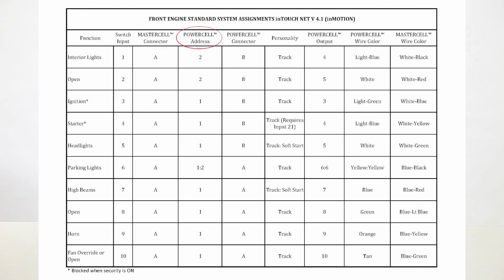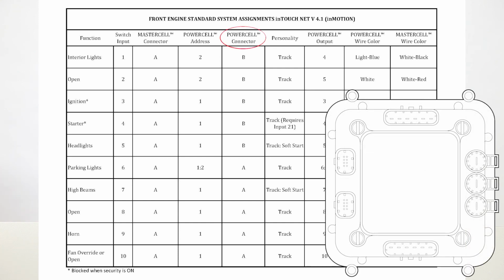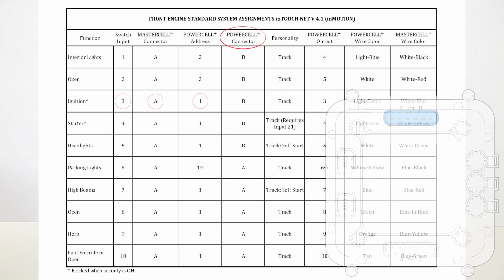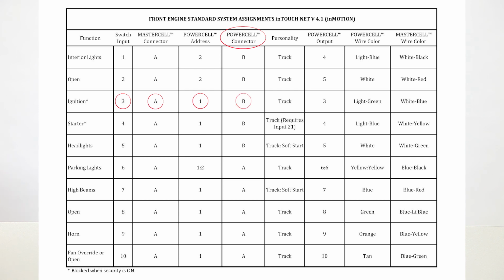The next column is the power cell address. And so your two power cells in your 20 circuit kit, the front power cell is addressed as 1, and the rear power cell is addressed as 2. If you have in motion in your system, that is typically addressed as 3, and any other power cells or in motion cells you may add will have their own unique address. So in the case of our ignition example, it's input 3 controlling power cell 1, which is the front power cell in your car. The next column talks about the power cell connector. There are two connectors on the power cell, one labeled A, one labeled B. In the case of the ignition on this configuration sheet, that ignition output is on power cell B.